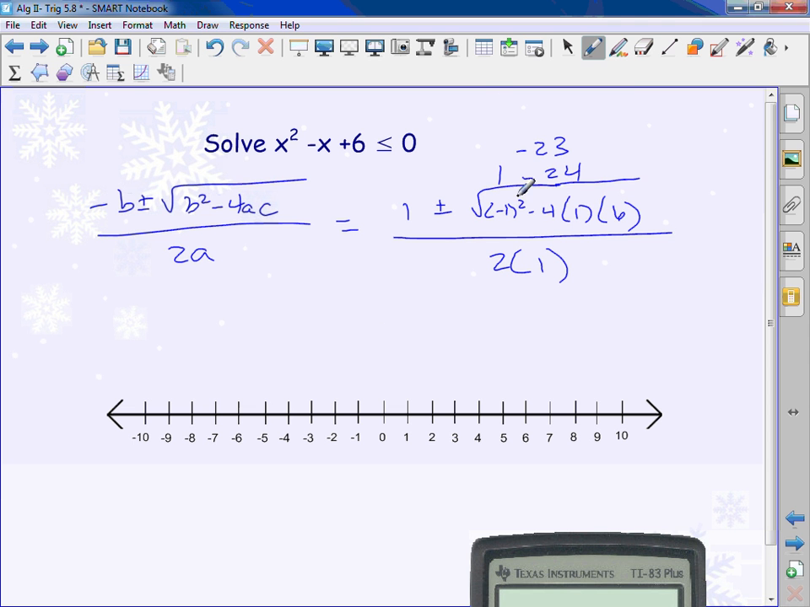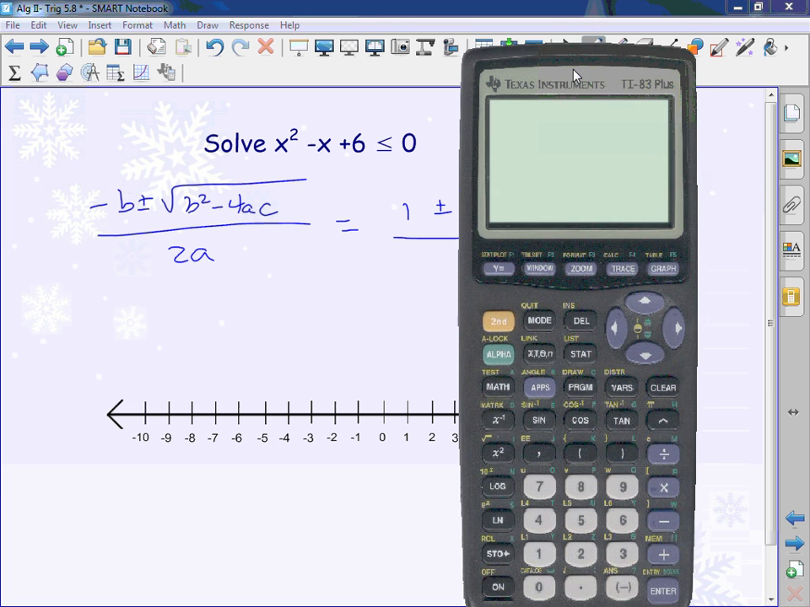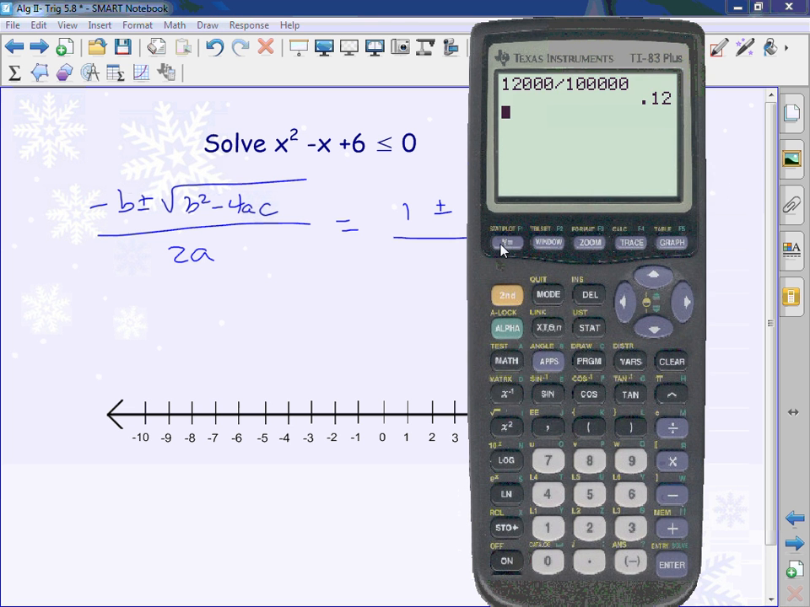What does this -23 stand for? The discriminant. What does the discriminant tell me? How many zeros I have. How many zeros do I have? 0. That means if I were to graph this, x squared minus x plus 6.